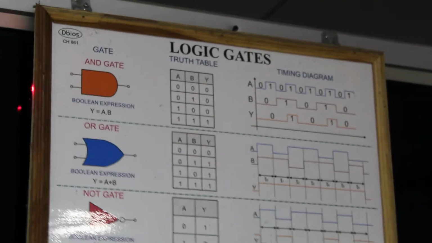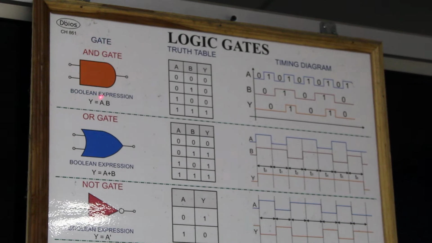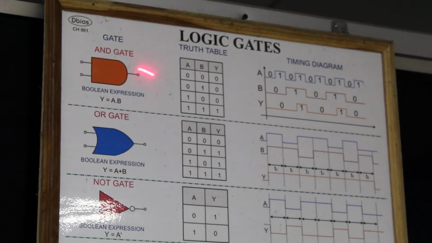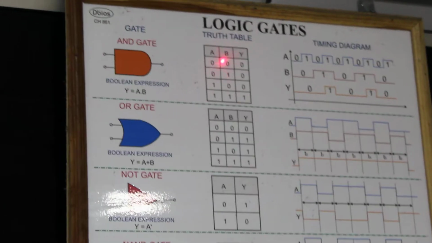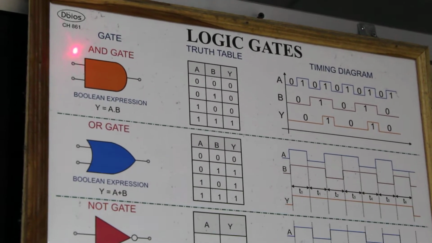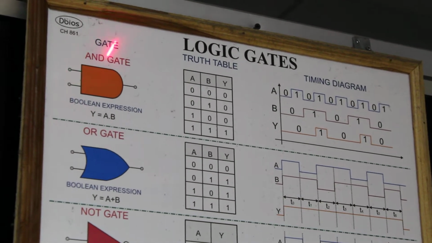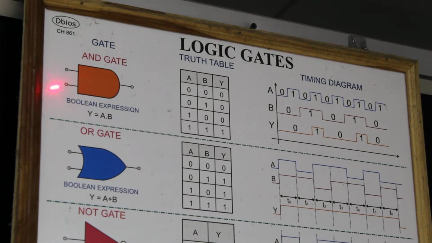Now we'll move on to the verification of the logic gates. First is the AND gate. When you have two inputs, you will have four combinations, that is 0 0, 0 1, 1 0 and 1 1. That is, both the inputs can be in off condition, or both the inputs can be in on condition, or one can be on and one can be off.